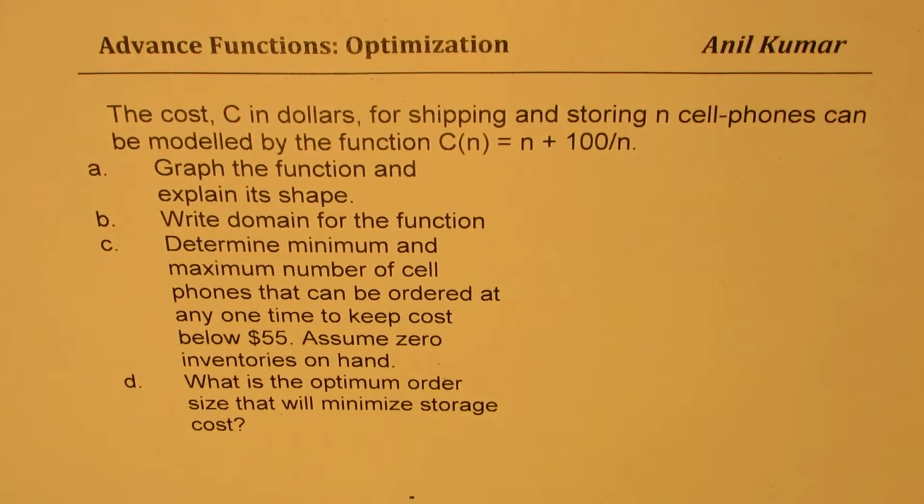Determine the minimum and maximum number of cell phones that can be ordered at any time to keep cost below $55. Assume zero inventories on hand. Part D is, what is the optimum order size that will minimize storage cost? You can always pause the video, answer the question, and then look into my suggestions.